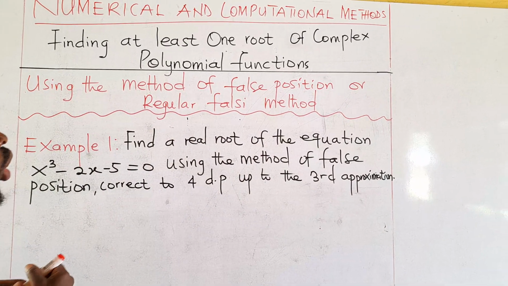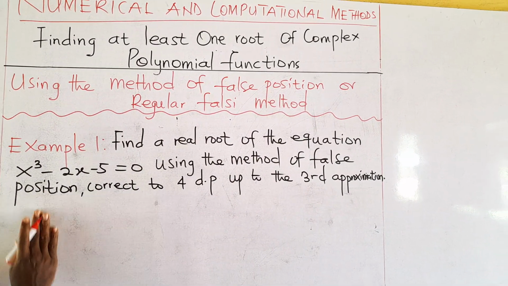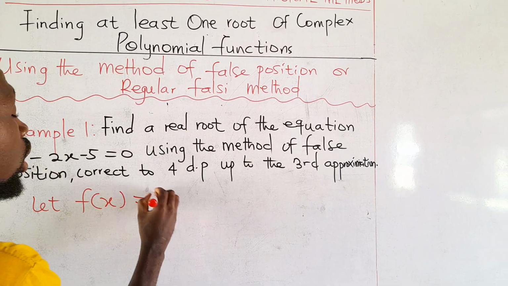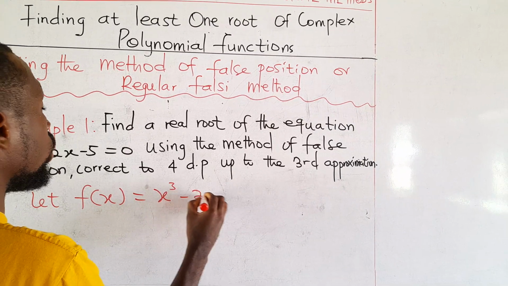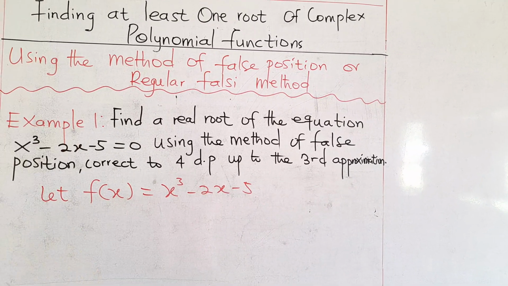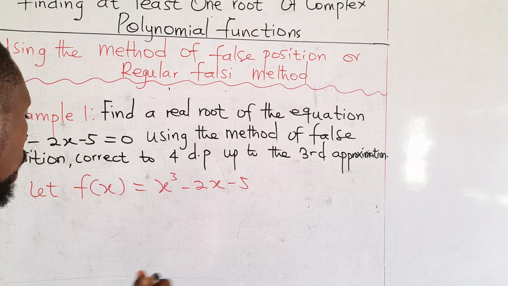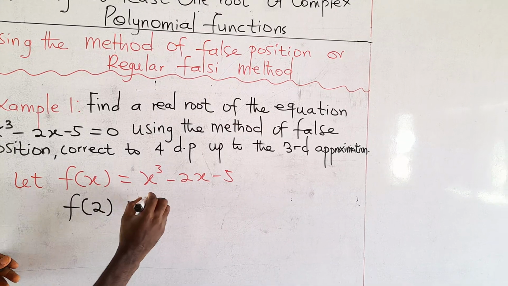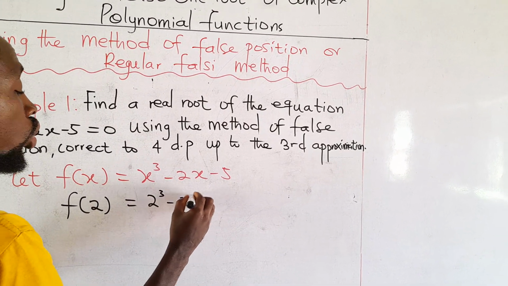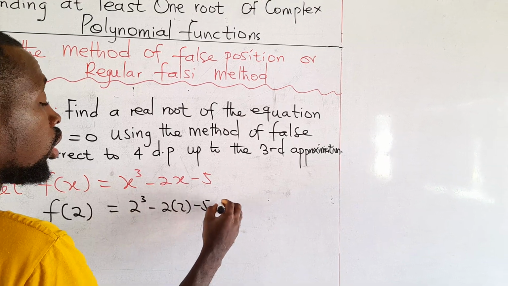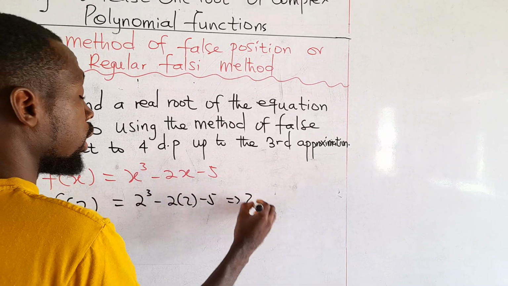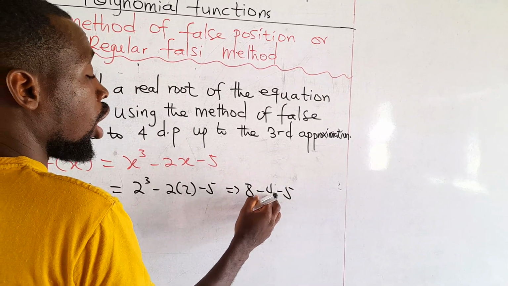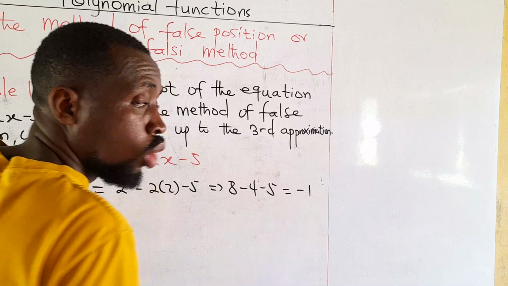So what do we do? We know our function. We let f of x be equal to x cubed minus 2x minus 5. Then we need to get the interval using the location theorem. So let's find f of 2. f of 2 means 2 cubed minus 2 times 2 minus 5. So 2 cubed is 8, 2 times 2 is 4, then minus 5. 8 minus 4 is 4, and 4 minus 5 is negative 1.